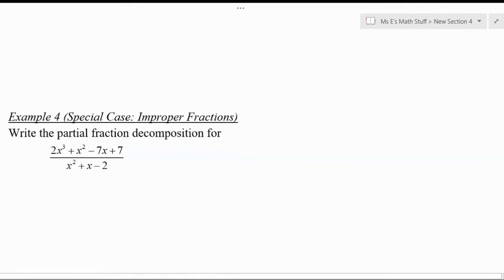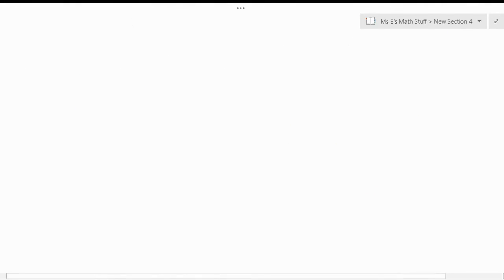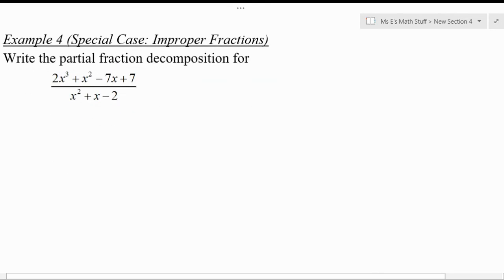All right, my friends. One last case here. Let's make sure that you know the move that you're going to use any time you're given what's called an improper fraction. So that's our last special case today. We're going to write the partial fraction decomposition for the quantity 2x cubed plus x squared minus 7x plus 7, closed quantity, divided by the quantity x squared plus x minus 2.